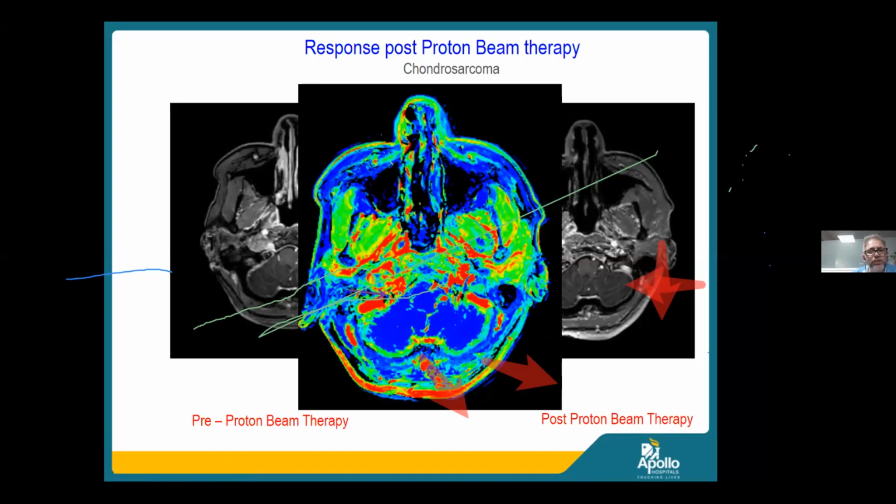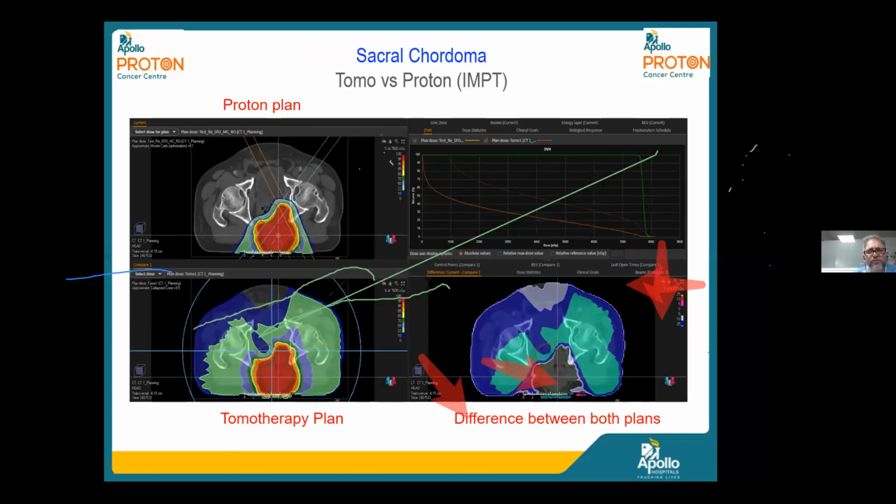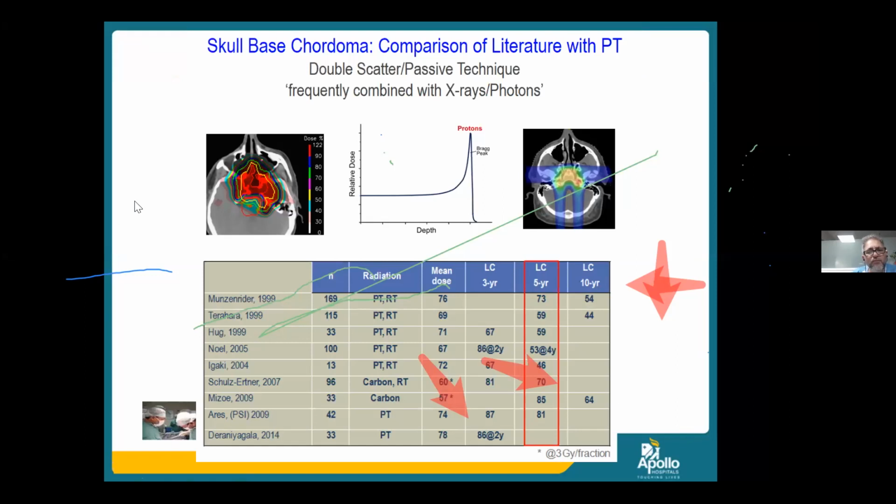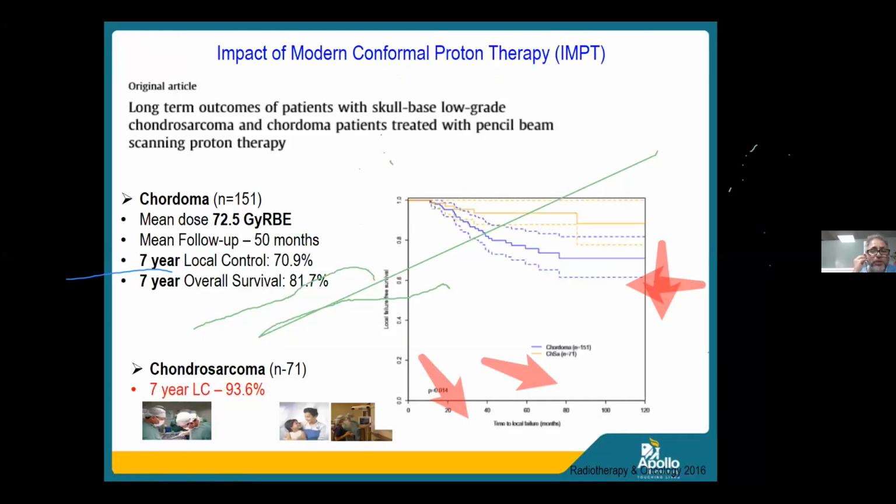We have also seen several difficult to resect sacral tumors. This is another example of a sacral tumor, which was significantly better treated with proton as compared to photons, and again yielded a very good result. This is again proton therapy for skull-based tumors, but the benefit of pencil beam using scanning technology and image guidance has further resulted in an extra 20% improvement in survival and local control. The chondrosarcoma 7-year local control is more than 90%.